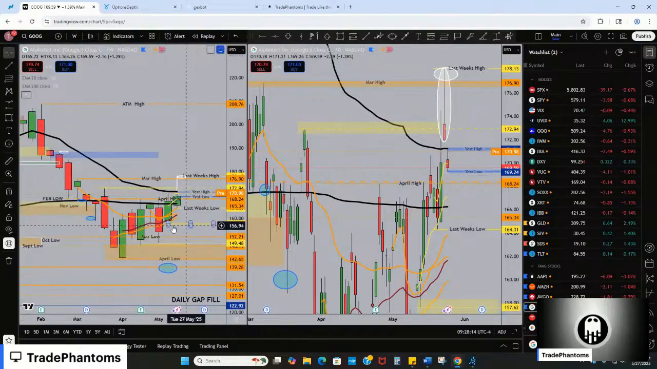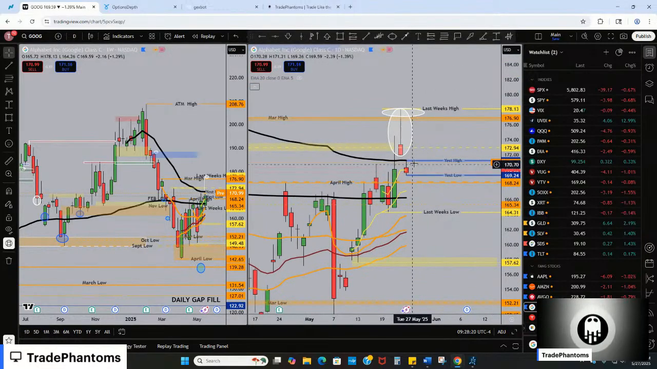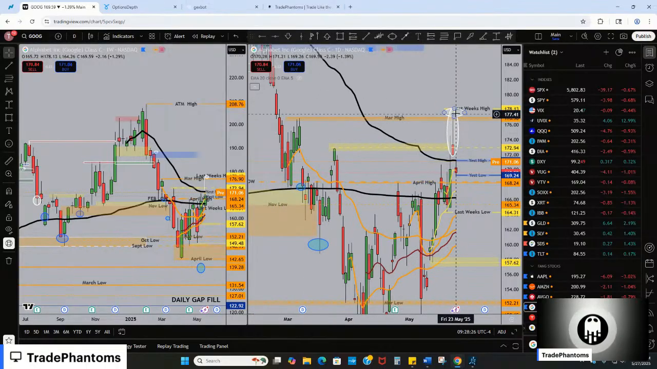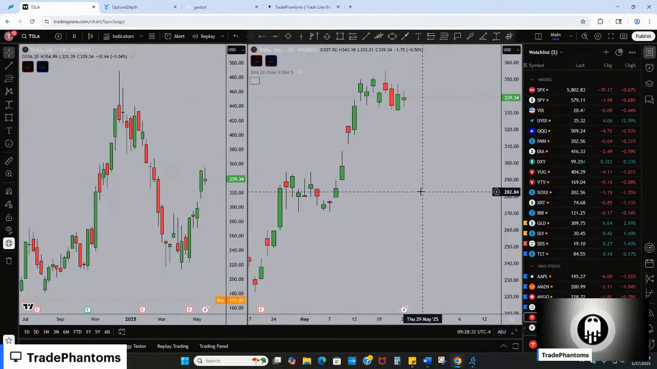Now Google is doing its thing here, but again, it's not really trendy. So just be careful with this. But Google has been, over the past week or two, popping. Intraday, it's been popping. March high up here. Swipe, so gap down. So we'll see how intraday pans out.